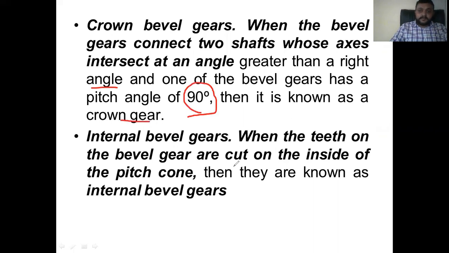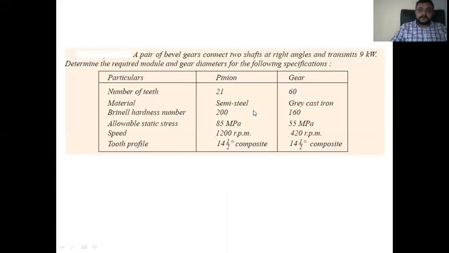And when teeth on bevel gears are cut on the inside of the pitch cone, as we have seen in the last figure of the previous slide, then they are called internal bevel gears. Sometimes in a specific application, internal bevel gears are used to transmit the power from one shaft to another shaft.